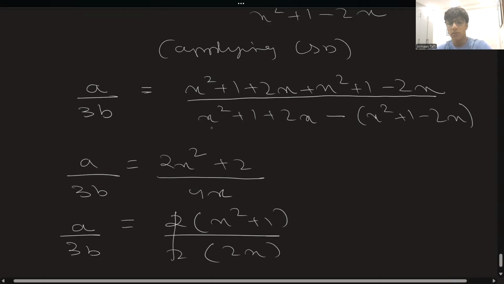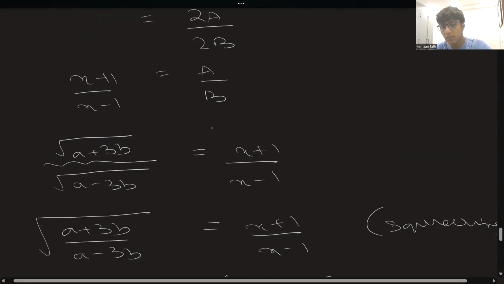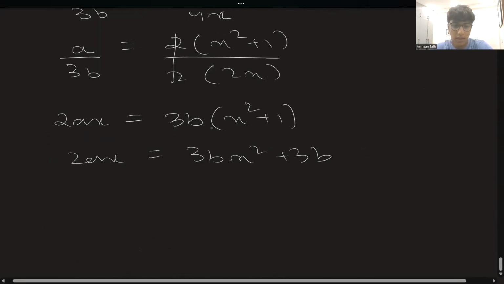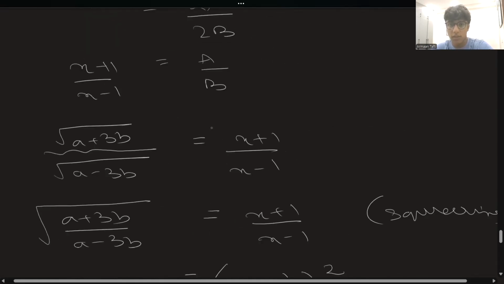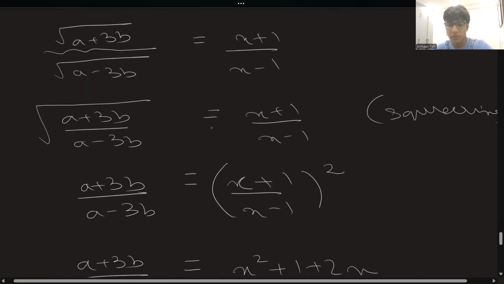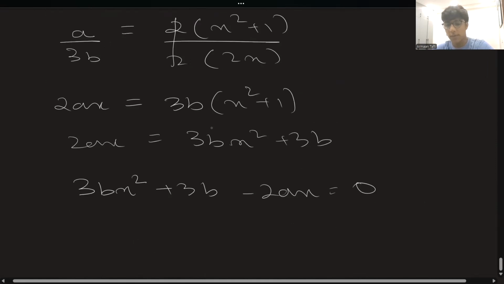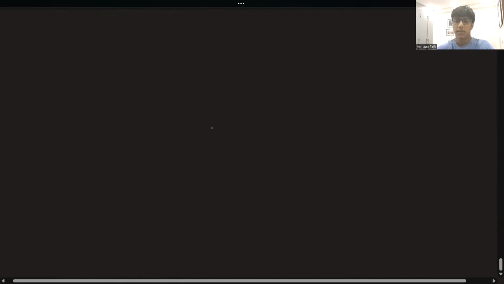And what have they asked you to prove? They've asked you to prove that, bring everything to one side and prove that it's equal to 0. So let's bring everything to one side. We get 3bx squared plus 3b minus 2ax equals 0. And that's exactly what they have asked us to prove. Right? Okay. Now let's move on to the next question.